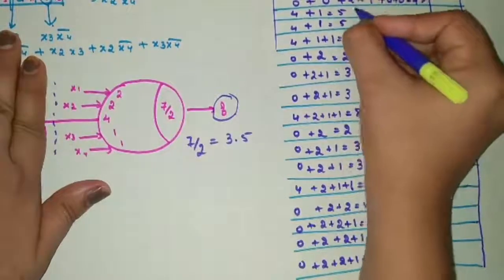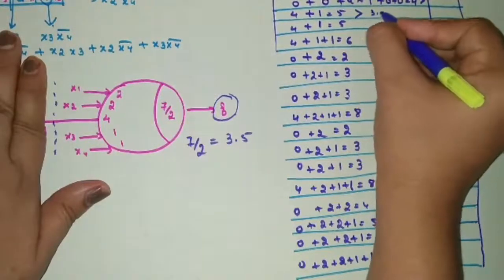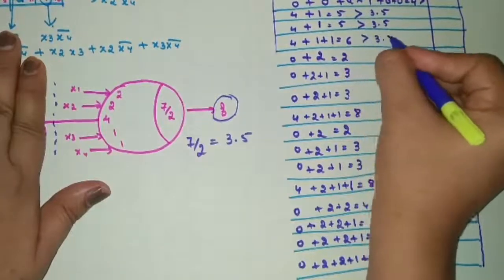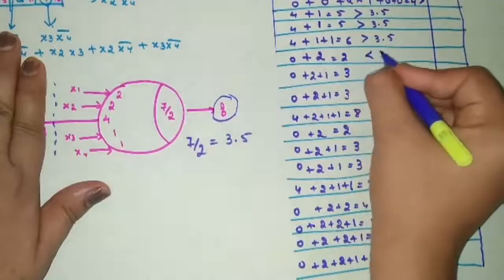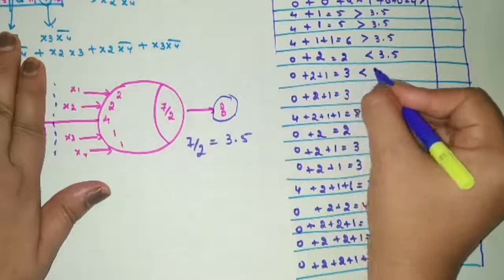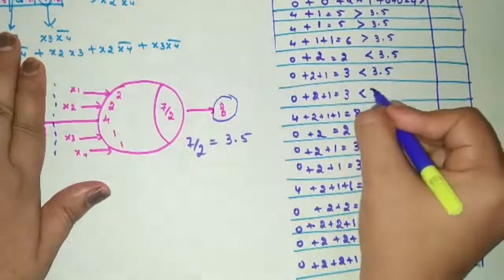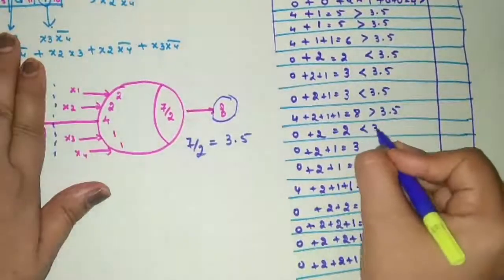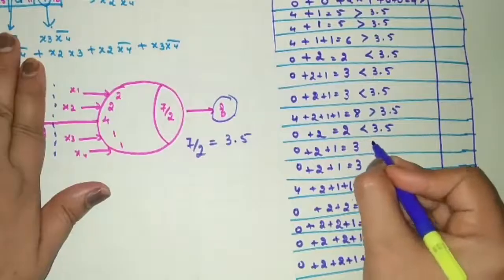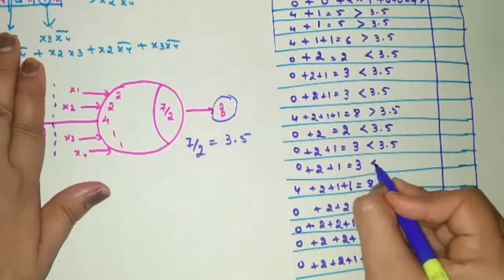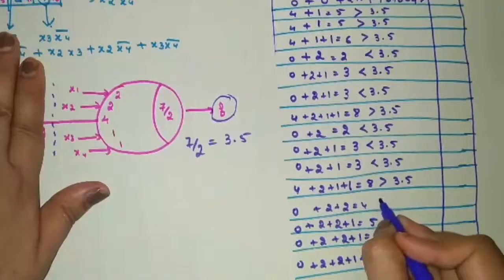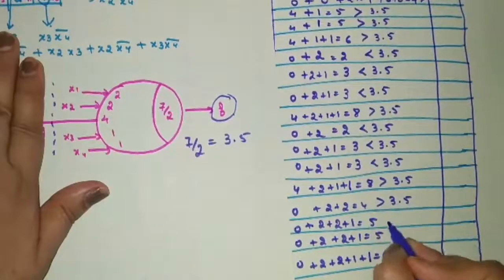4 is greater than 3.5. 5 is greater than 3.5. 2 is lesser than 3.5. 3 is lesser than 3.5. Just complete the whole column and cross check with my answers. If you have any doubt, then please let me know in the comment section below.